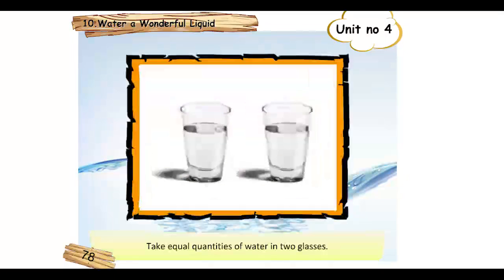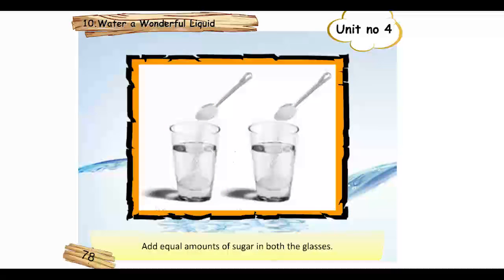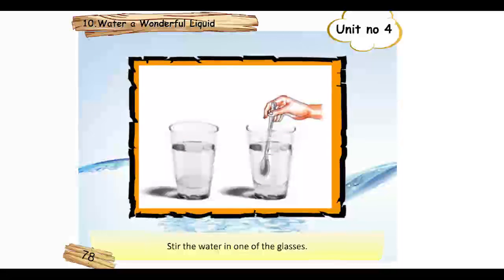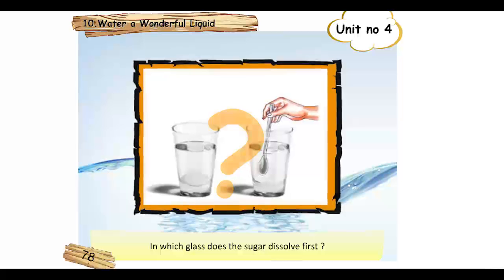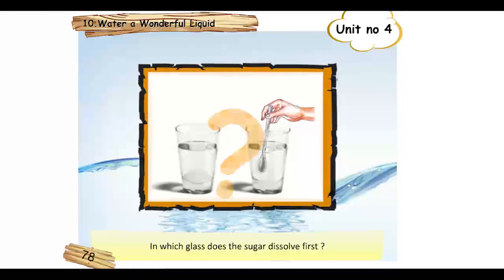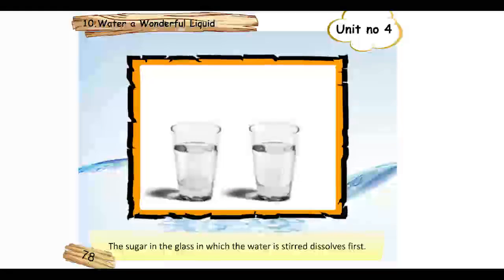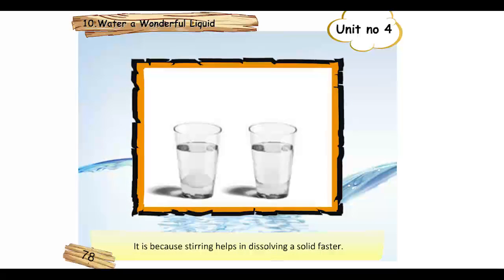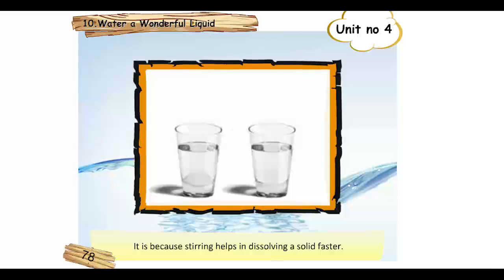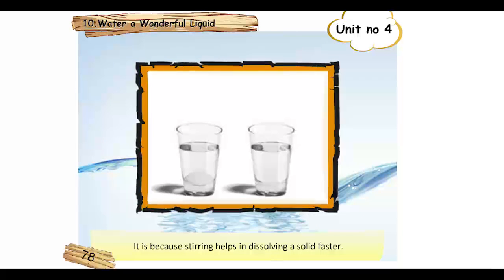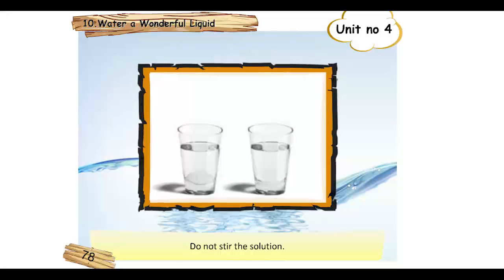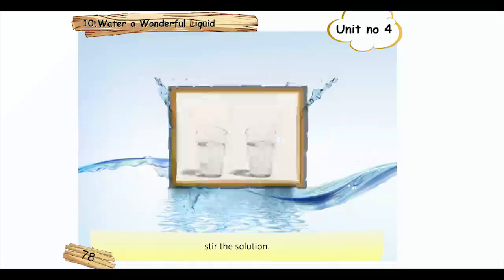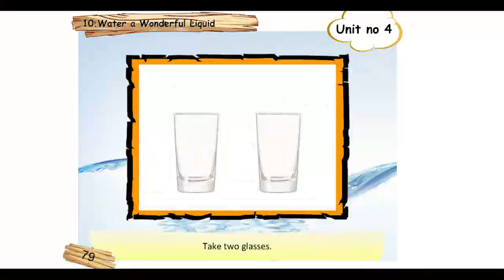Activity. Take equal quantities of water in 2 glasses. Add equal amounts of sugar in both the glasses. Stir the water in one of the glasses. In which glass does the sugar dissolve first? The sugar in the glass in which the water is stirred dissolves first. It is because stirring helps in dissolving a solid faster. Do not stir the solution. Stir the solution.